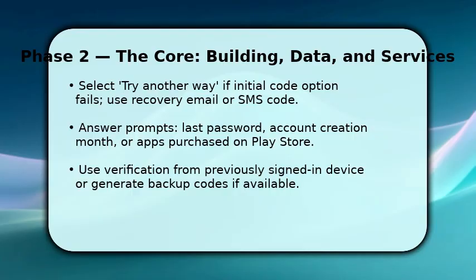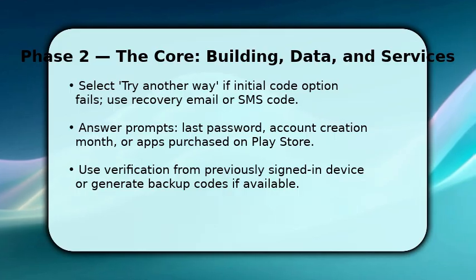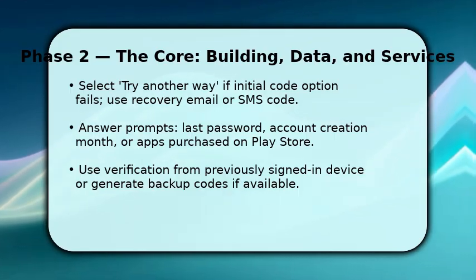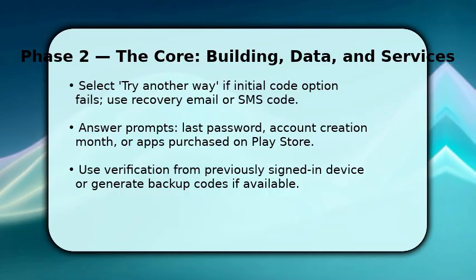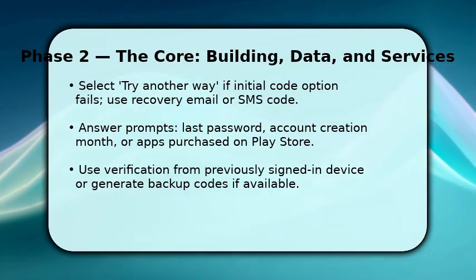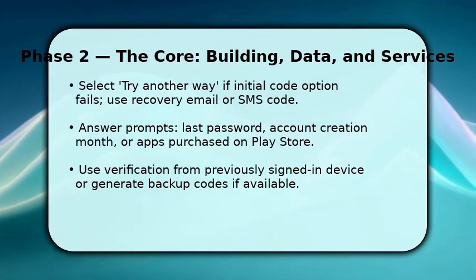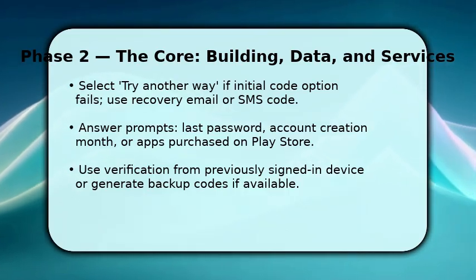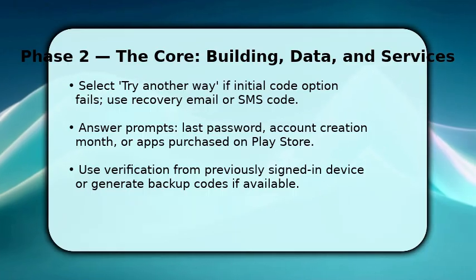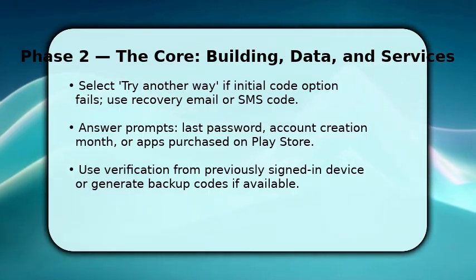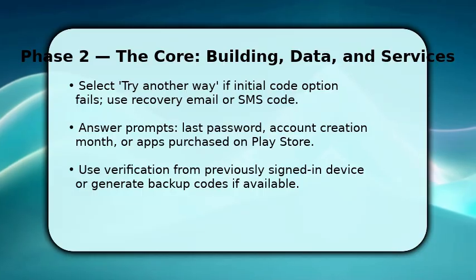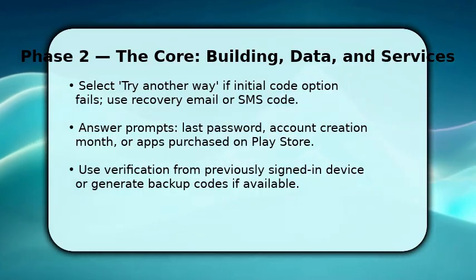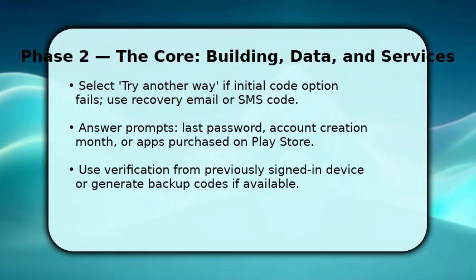Now follow the verification prompts. If the first code option fails, choose Try Another Way and send a code to your recovery email or phone. Google gives multiple paths. You'll be asked why you lost access. Provide the last password you remember, month of account creation, or names of apps you purchased on Play Store. These details matter. Once you prove ownership, Google may prompt verification on a previously used device. Accept it. If you have backup codes, apply them here to bypass SMS delays.